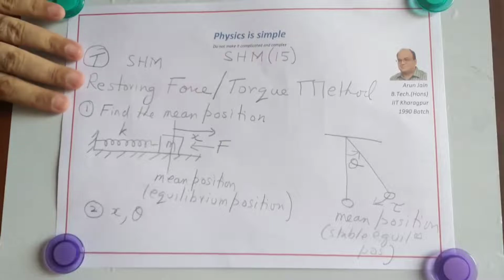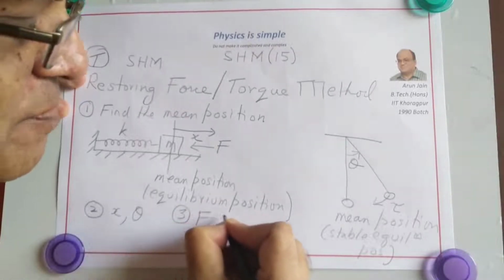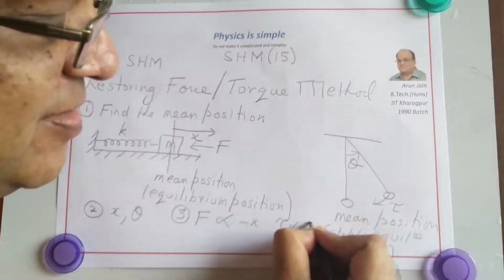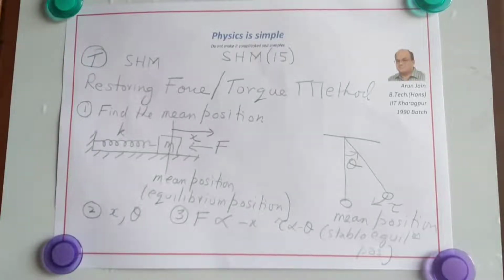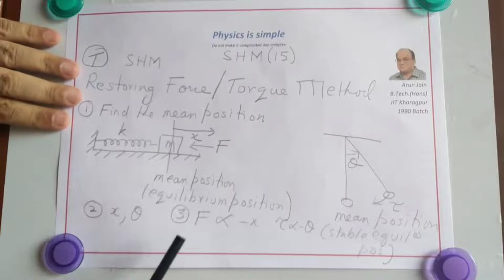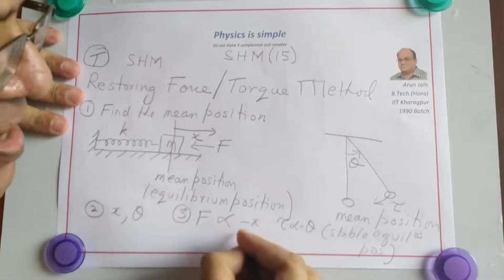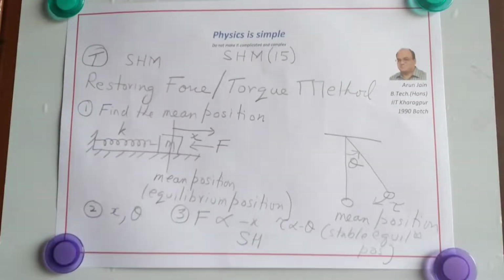And after this, we check if F is proportional to minus x or torque is proportional to minus theta. So that is the requirement of SHM. In SHM, if it's linear SHM, force will be proportional to minus x. Torque will be proportional to minus theta. So once we have verified this, we know that the motion is simple harmonic. So that is the next step.